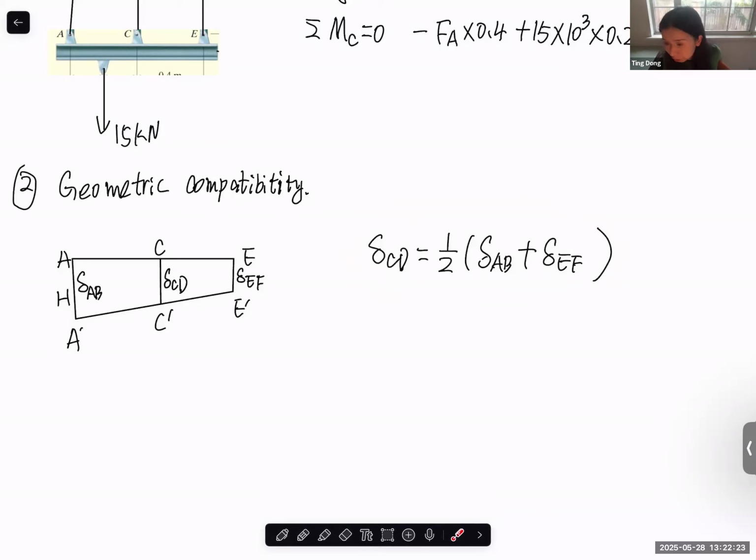The last chat message in the chat is correct. So basically you have the AC equal to CE. So basically you have the delta AB minus delta CD equal to delta CD minus delta EF. And in the end, you get the same thing. But what I mean is that you don't need to make it so complicated to have this relation, because if you just think this is the top and the bottom of the trapezoid, and C is really at the middle point, it's natural to get a conclusion that, purely from geometry, CC prime equal to half of the AA prime plus EE prime. Any question for this equation? Okay, let's move on.